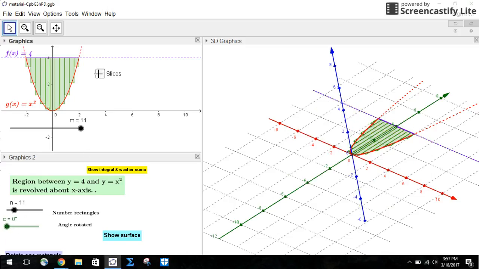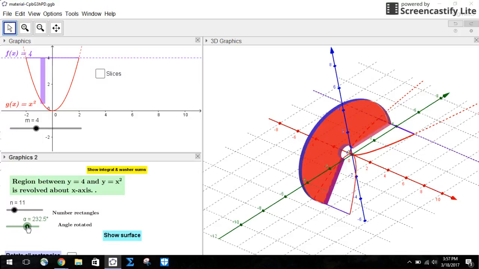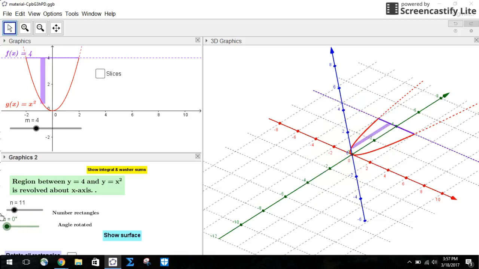So I'm going to go back to one rectangle. I'm going to move that rectangle over here, and I'm going to rotate around the x-axis again. And there it is. I have my washer, my shape that has a hole in the middle.